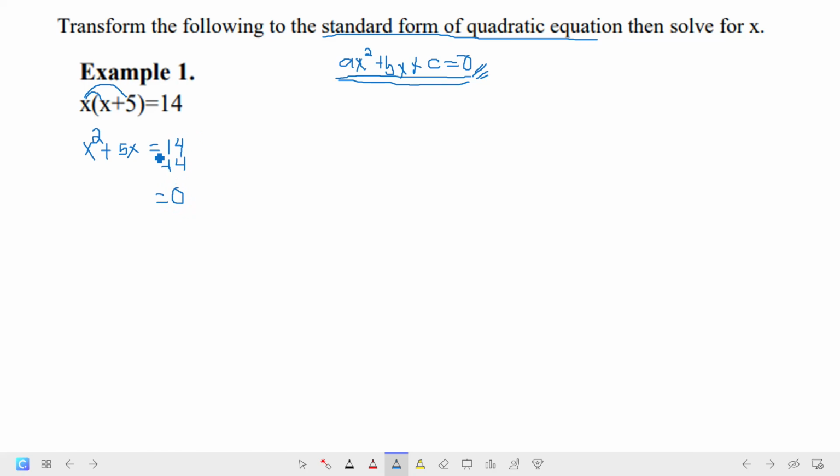And do not forget, this is an equation. What you add on this side will also be added to the other side of the equation. So kopyahin nyo lang ito. Kung anong nilagay nyo dito, yun din ang ilagay sa kabila. So this will be negative 14 plus 5x, and then the x squared. All right, so this is now a quadratic equation in standard form, and we are now ready to solve for the roots or the x.